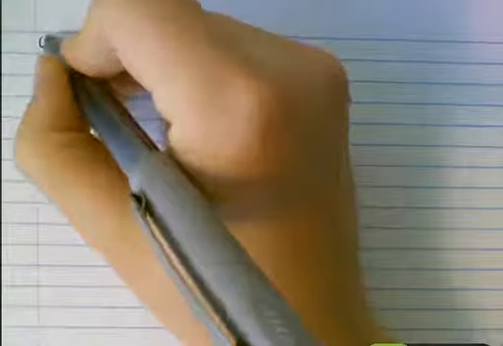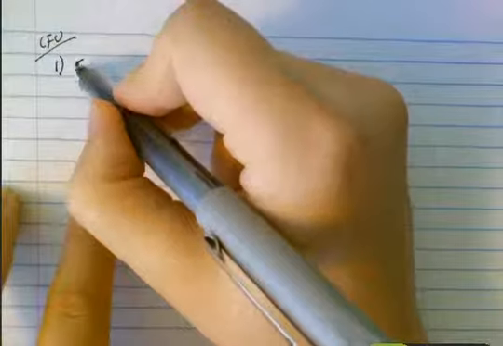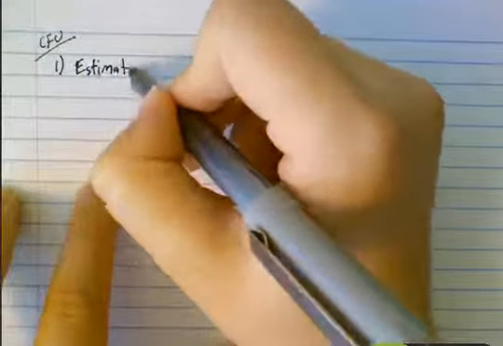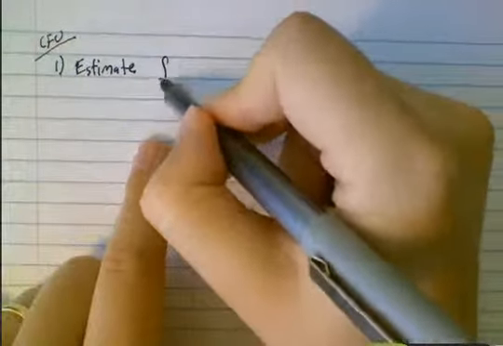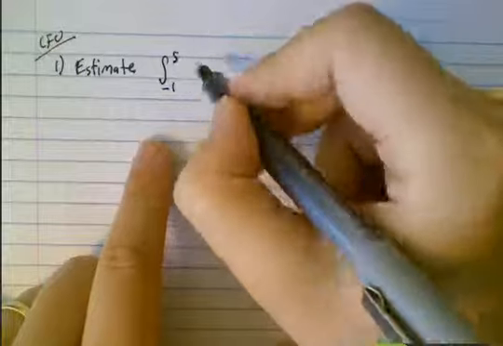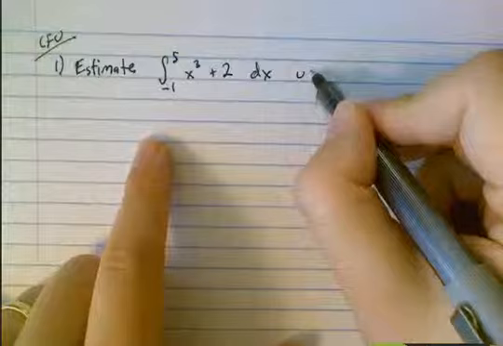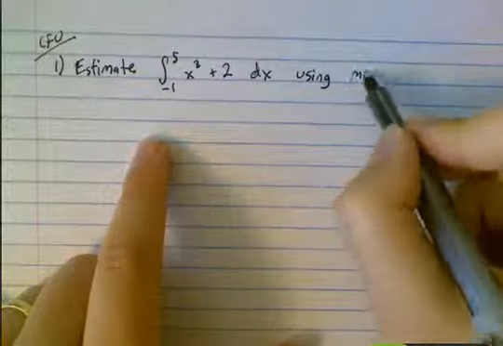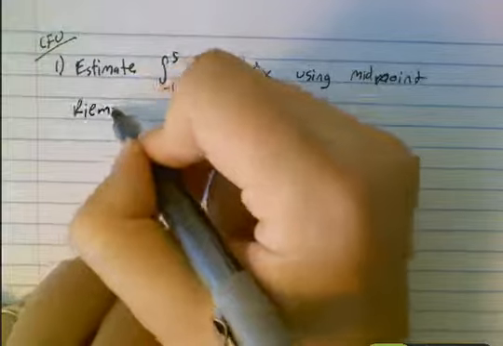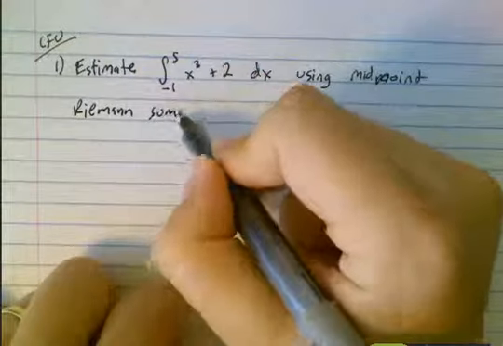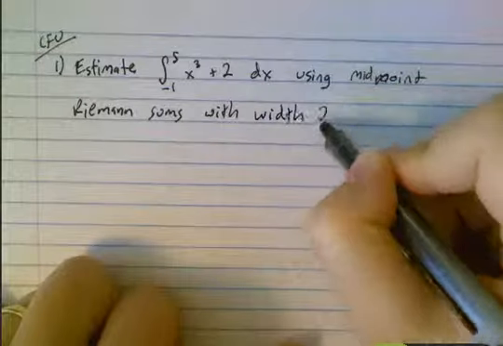Let's do a couple check for understanding problems with this. First, let's estimate the integral from -1 to 5 of x cubed plus 2 dx using midpoint Riemann sums with width 2.